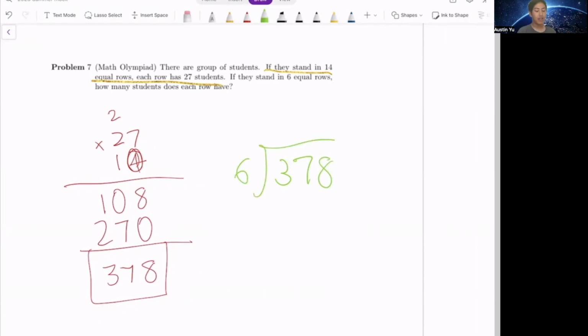37 would go into 6 times. So 37 minus 36 equals 1, and drop down the 8 to make 18. 18 divided by 6 is 3. So 63 students each row.